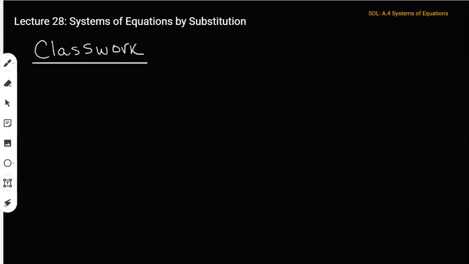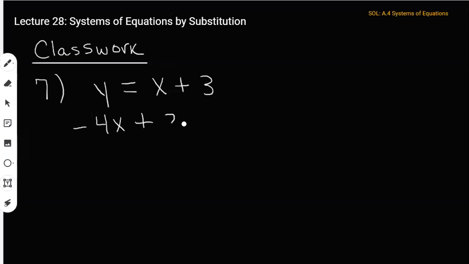Right, today we're going to be doing systems of equations by substitution. Let's go ahead and get started with number 7 on the classwork. All right, for number 7, I've got y equals x plus 3. And I've got negative 4x plus 2y is equal to 14.